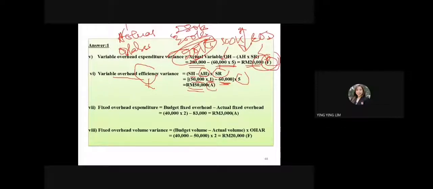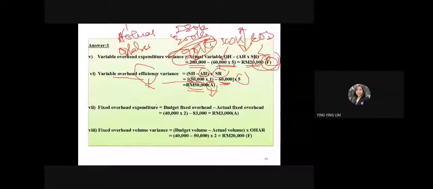So is it adverse or favorable? So you ask yourself. When you budget, you expect to use 50,000 hours, but now in actual you use 60,000. Definitely you use more hours, so it's adverse.